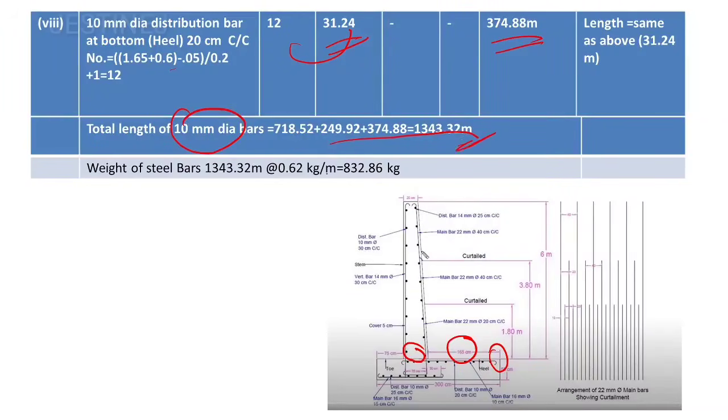And after that, the total length of 10 mm diameter bars, if you add up, you will get 1343.32 meter. And you can get the weight by d square by 162, you will get 0.62, and if you multiply this value, you will get 832.86 kilogram.